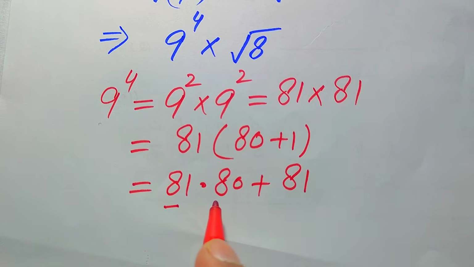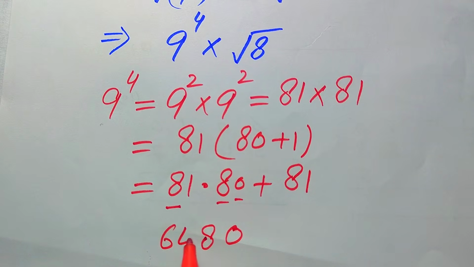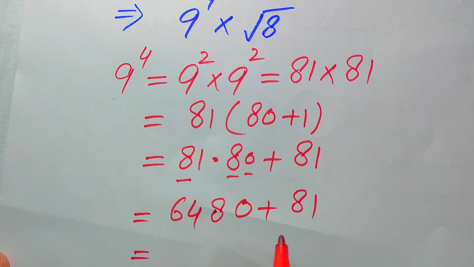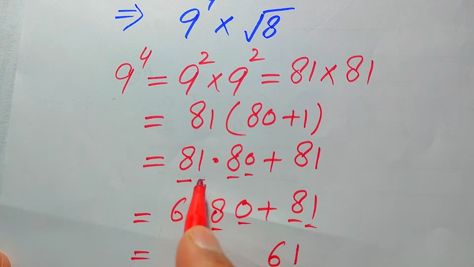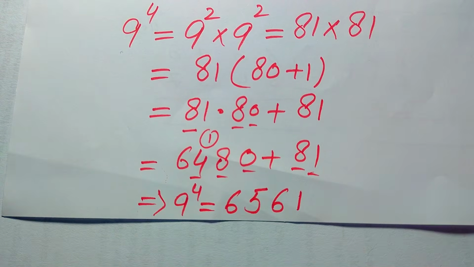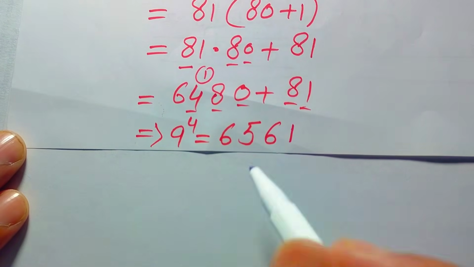Here we consider this a one-digit number and this our two-digit number. So we have 0 times this number becomes 0, and 8 times this number: 8 ones are 8, and 8 eights are 64, plus 81. We need to sum up both of these values, and we have 0 plus 1 becomes 1, 8 plus 8 becomes 16. We write 6 and carry 1. This is 4 plus 1 becomes 5, and this is our 6. So we have the value of 9 to the power of 4 equal to 6561.